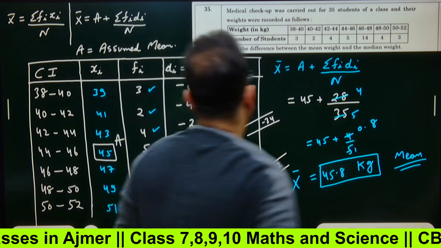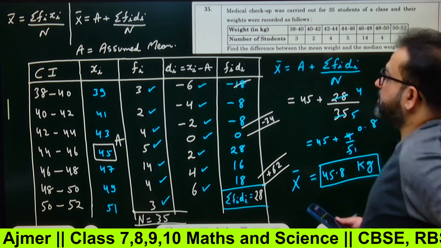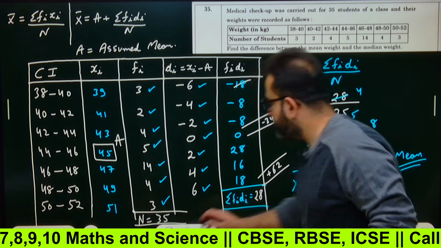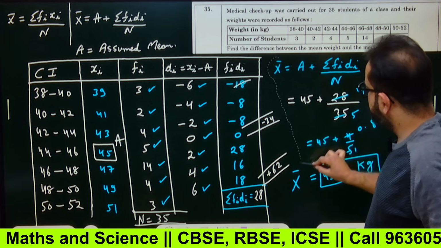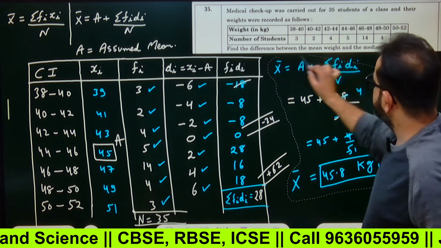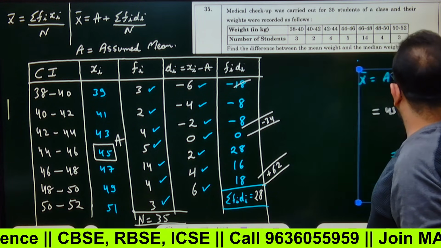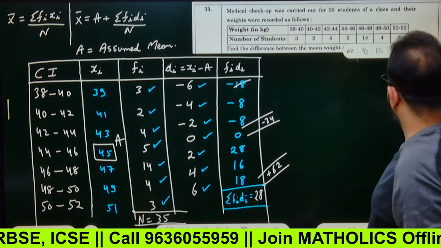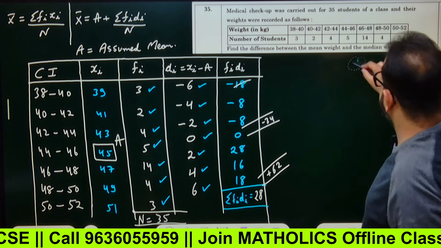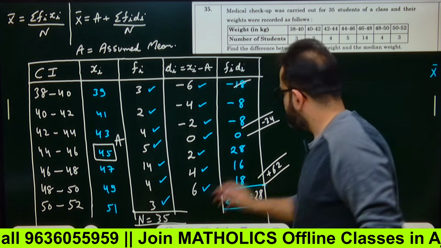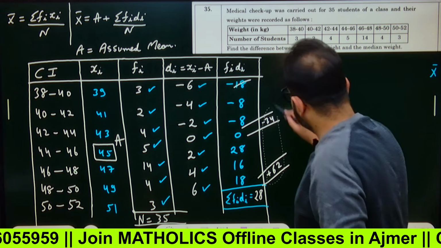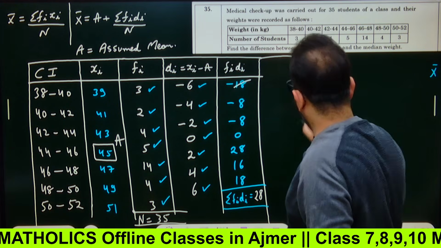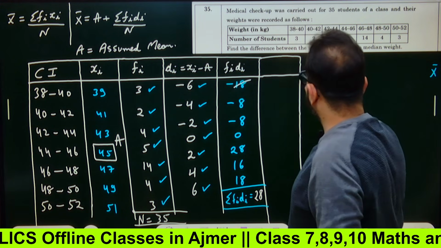Done. So let's move on to median. For median, the same table will be used, but we will find something else also, right? What's the formula for median? Anyone in the comments? Let's see. What is the formula for median? Anyone? One more table you have to make.